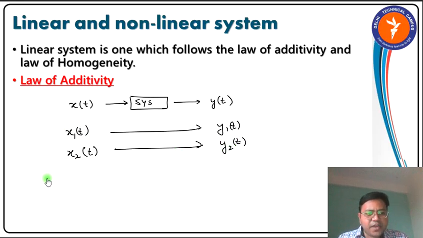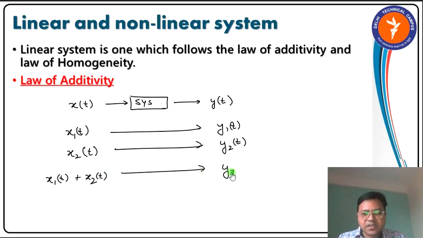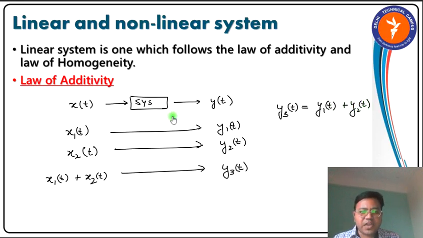And in the end, if I excite the same system with the addition of these two signals, that is x1(t) plus x2(t), then let me say the resultant is y3. Now if this resultant y3 of t comes out to be equal to the addition of y1(t) and y2(t), then we say the system is following the law of additivity. What are y1(t) and y2(t)? We have already discussed this as the law of superposition.